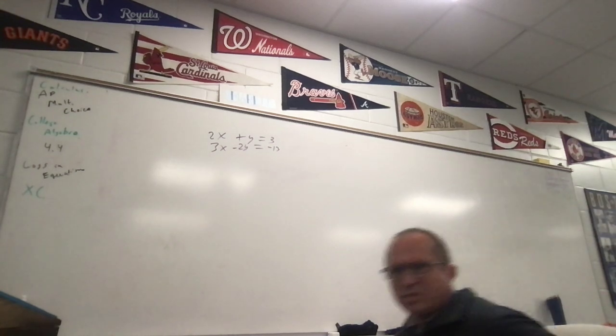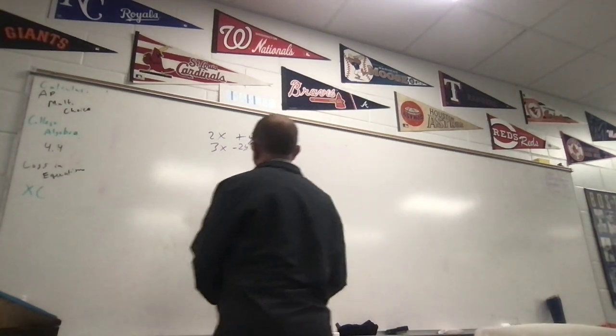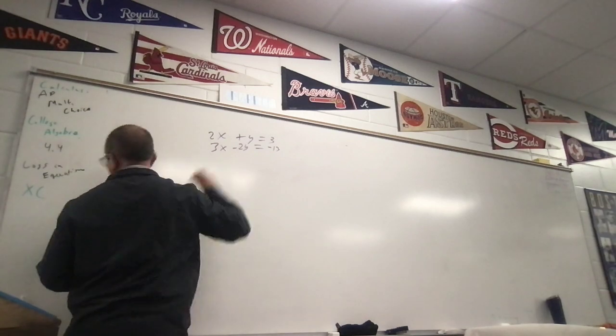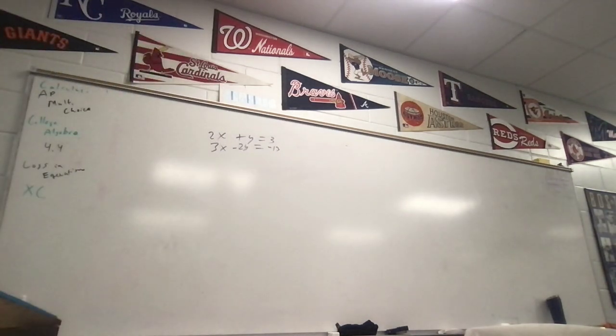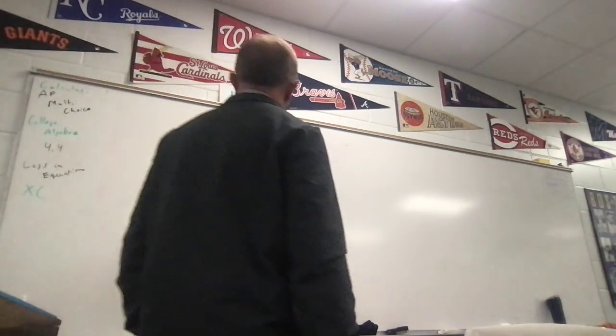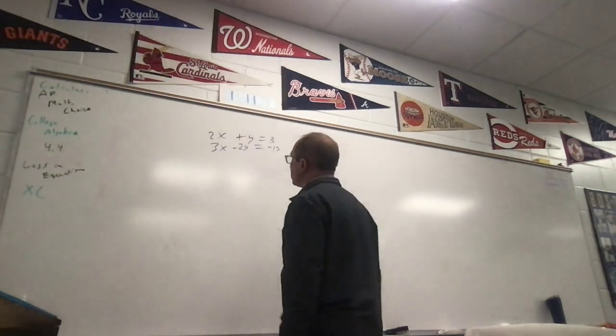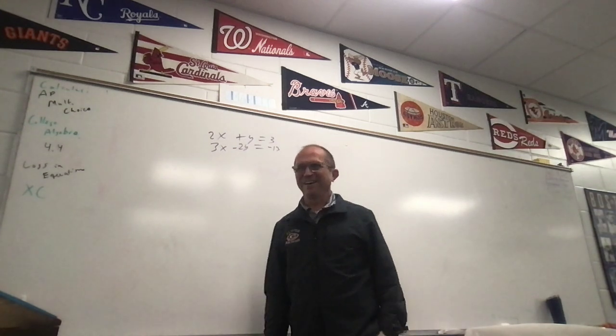So, this time I'm going to do some elimination. What I want to do is some arithmetic so that I can easily cancel out a variable. What looks like it's going to be the easiest variable to cancel out here?